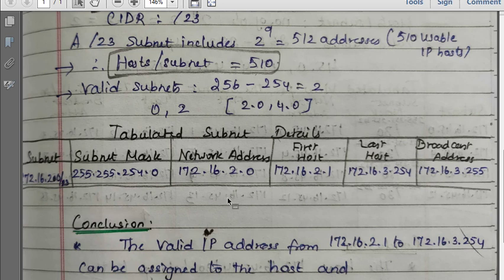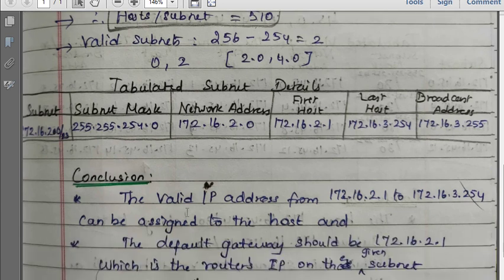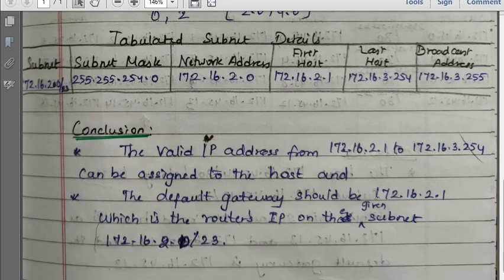Coming to the conclusion, the valid IP addresses from 172.16.2.1 to 172.16.3.254 can be assigned to the host. The default gateway should be 172.16.2.1, which is the first hop address, the router's IP on that given subnet, in the 172.16.2.0/23 network. So this is the conclusion for this one.